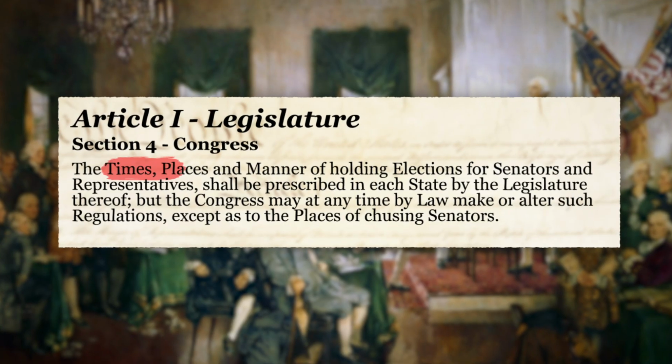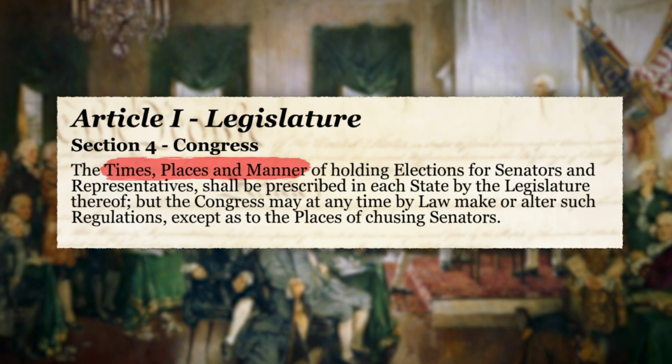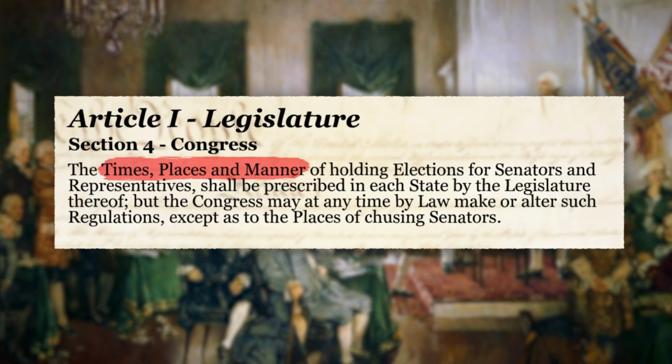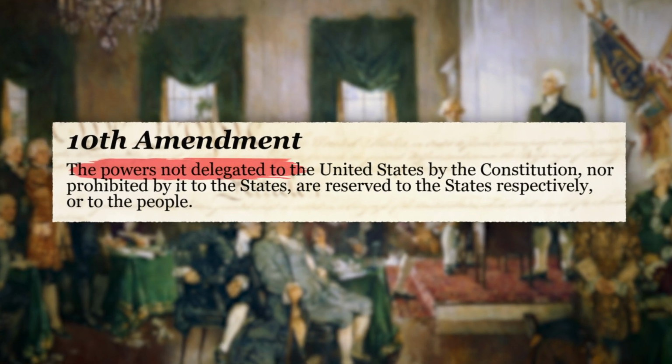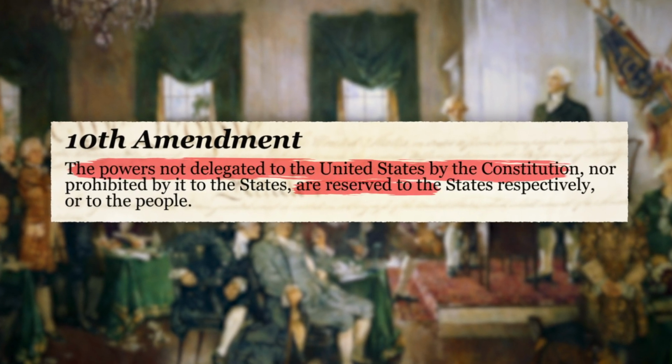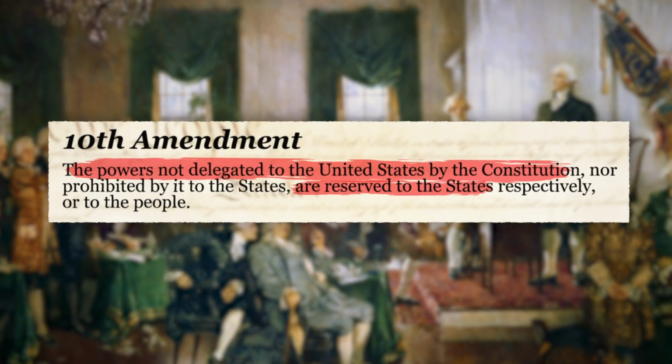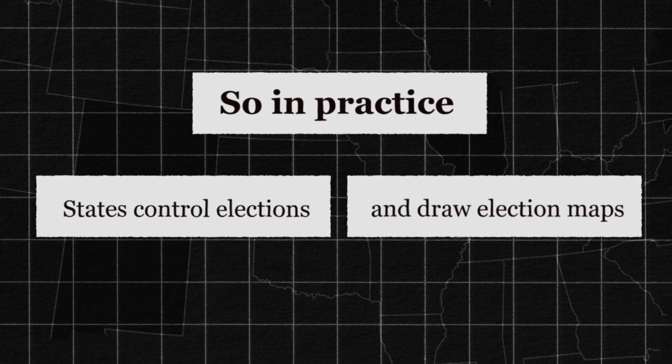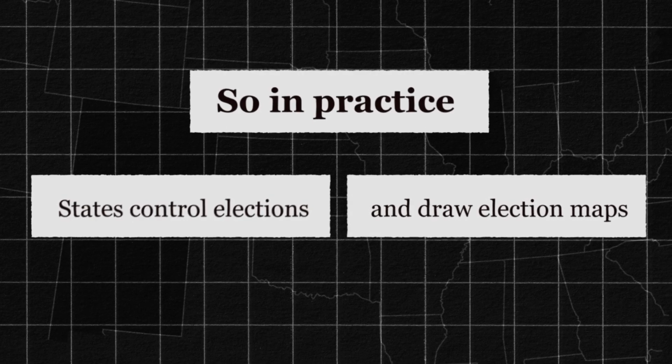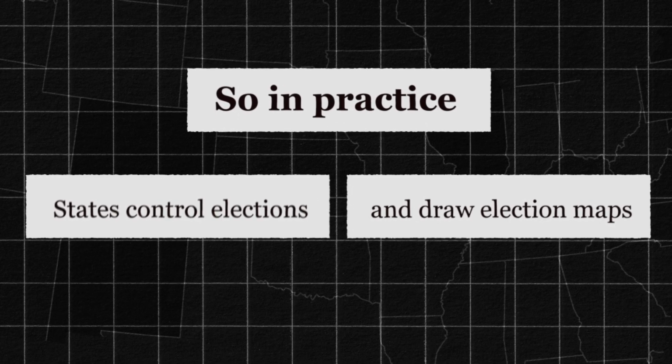to set the times, places, and manner of holding elections for Congress. And states under the 10th Amendment get to keep any power for themselves that is not specifically given to the federal government. Now, this means that states have the power to draw their own maps of voting districts for local, state, and federal elections. Of course, elections are important because if people cannot vote for a candidate to represent them, then there's no functioning democracy.